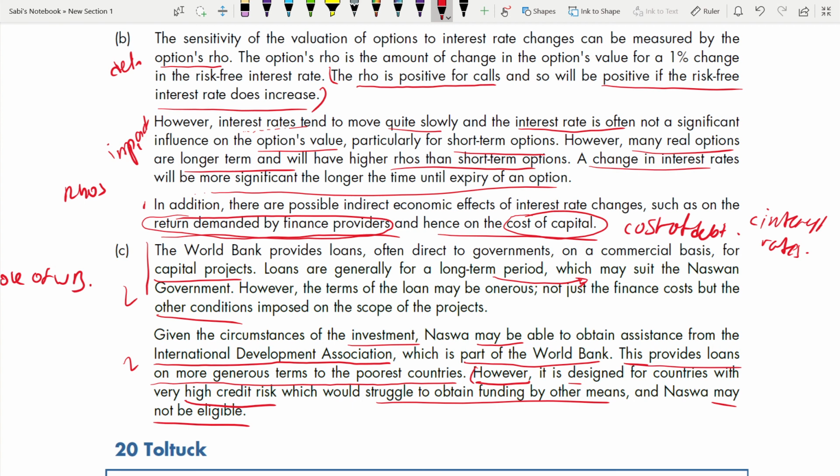So the International Development Association provides funds for countries who have very high credit risk and who struggle to obtain funding by other means. That means they are not getting finance in any other way. Their only hope is the International Development Association. They can only get funds from there. Only in those conditions will the International Development Association give them a loan. Not in the case of NASWA.